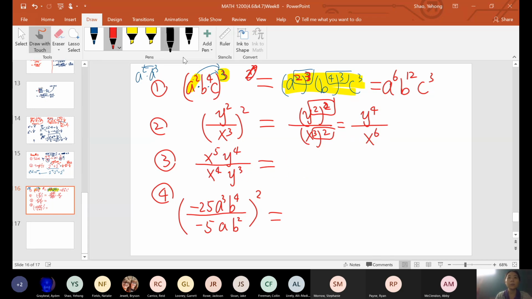So we split it into 2 questions. Okay, x to the fifth divided by x to the fourth, then you're going to get 5 minus 4. That gives you x to the first. So you do subtraction of exponents, and for y, 4 minus 3 gives y to the first. Now the last one is the most complicated one.